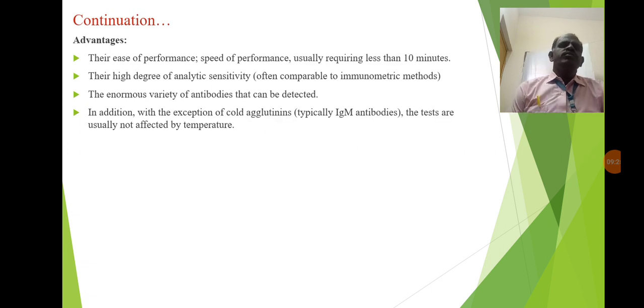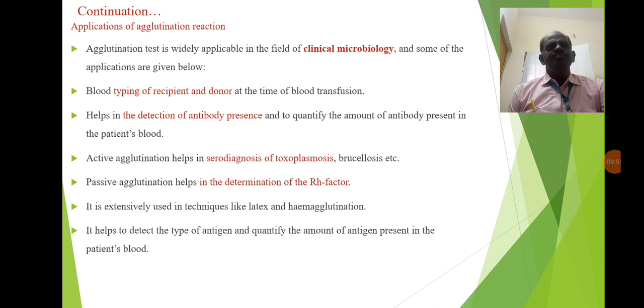The advantages of this agglutination reaction: it is very easy to perform, and the speed is also very high, occurring in less than 10 minutes. The degree of sensitivity is very high, and at a time you can detect many different kinds of antibody. With the exception of cold agglutinins, the tests are usually not affected by temperature conditions.